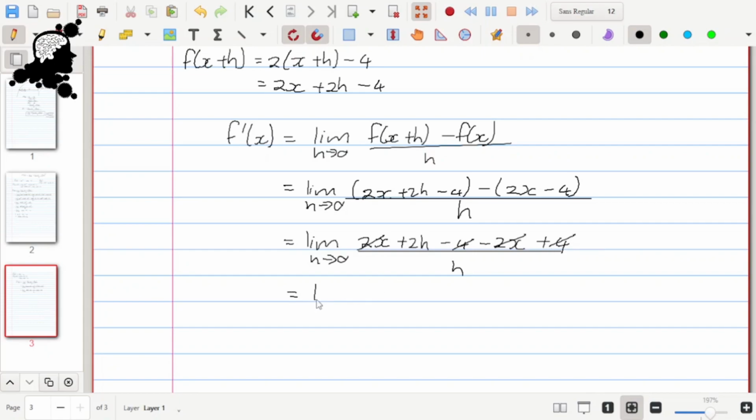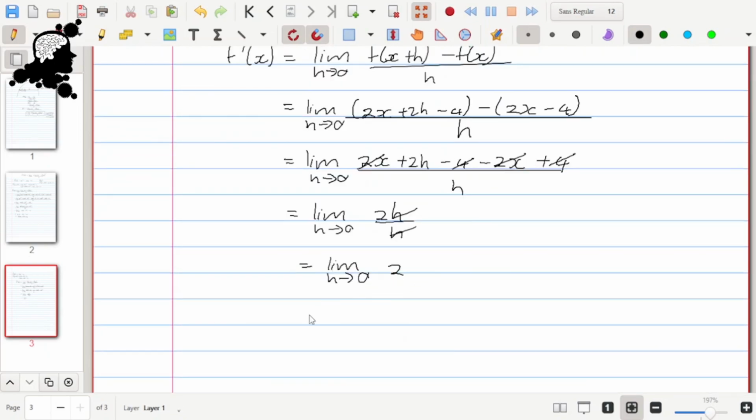We remain with the limit as h approaches 0. Notice that we only remain with 2h divided by h. Your h's will cancel out. You will remain with the limit as h approaches 0 of 2. And if you can remember, we said in the previous video of limits, that if we have a limit of a constant, the answer would just be the constant as is. And there we have it.